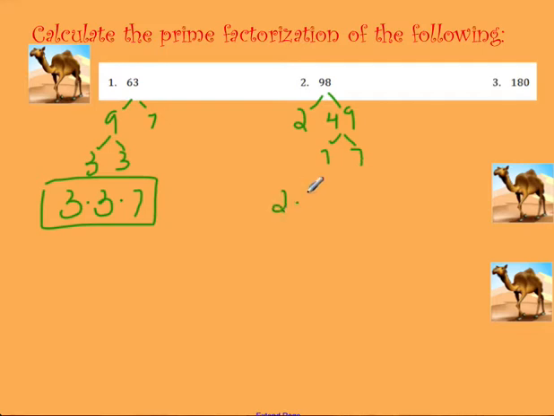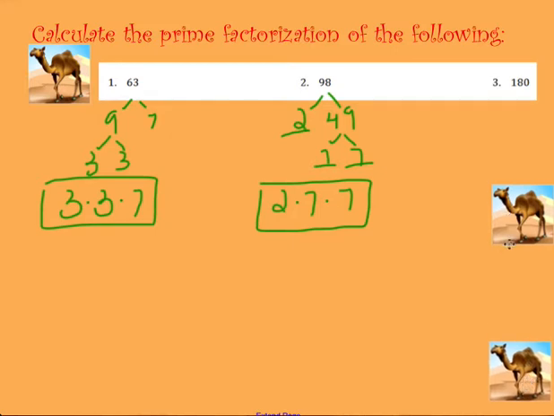So for the prime factorization, I always like to write in numerical order. So I do 2 times 7 times 7. Notice when I wrote it out, I took the end of each of my little extensions. So I went to the very end. And if you in your calculator were to multiply 2 times 7 times 7, you would end up getting 98.